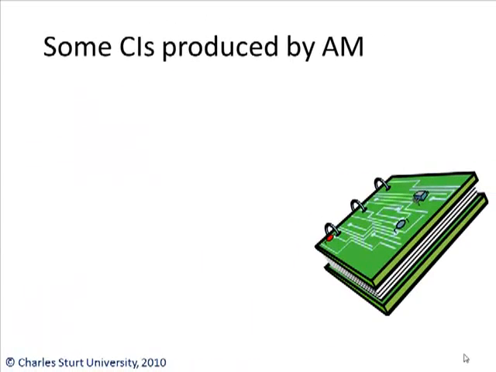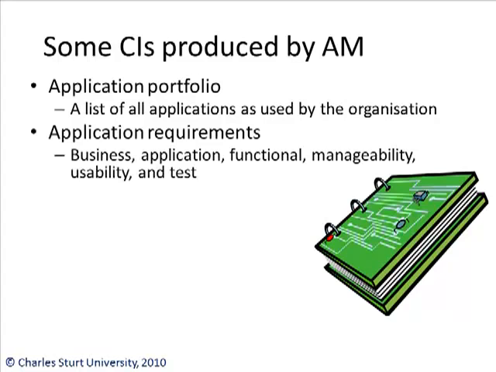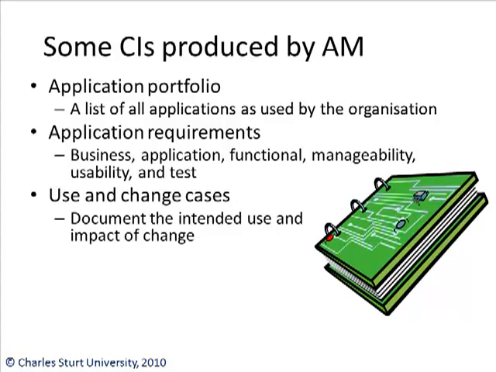So here we've got some configuration items as produced by the function application management. Let's see. We've got the application portfolio. It's a list of all applications as used by the organization at a specific point in time. There are application requirements: business, application, functional, manageability, usability, and test. So actually we ensure that the applications are doing the right things at the right time at the right place. We've got so-called use and change cases.